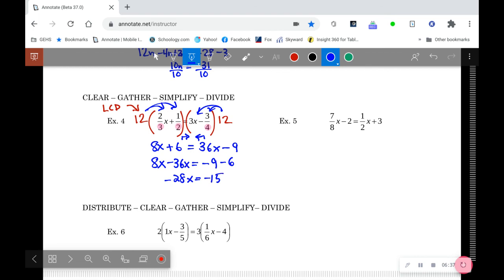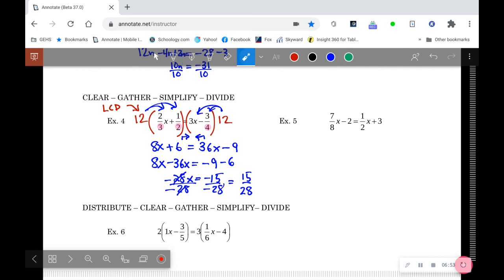I simplified, and I'll divide by negative 28 on both sides. A negative over a negative is the same as a positive, so it's usually considered best practice to write it that way. Okay, another one here.